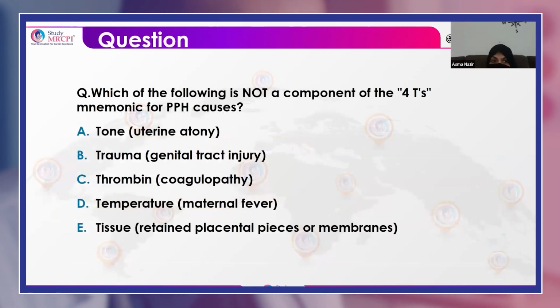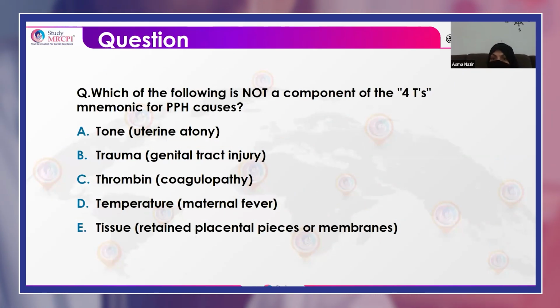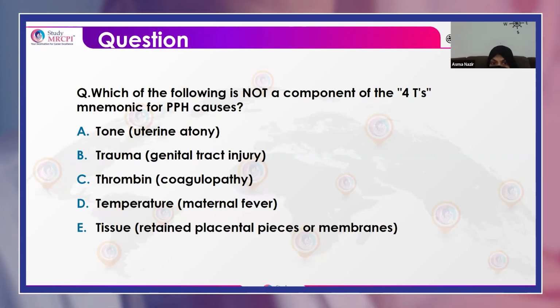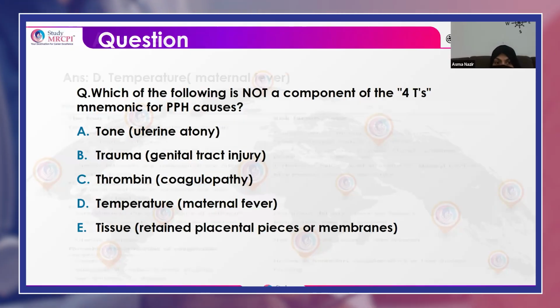Moving on to the next question. Which of the following is not a component of the 4 T's mnemonic for the causes of PPH? Option A, tone; option B, trauma; option C, thrombin; option D, temperature; option E, tissue. So we should remember the 4 T's. Moving on to the answer.